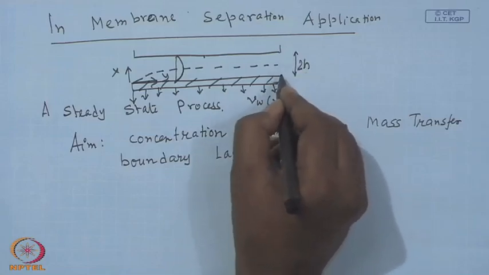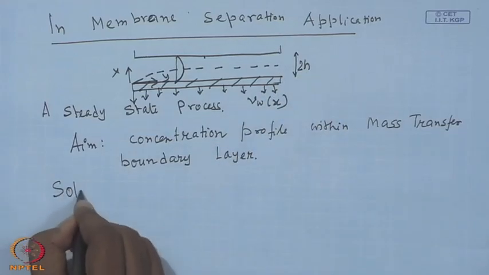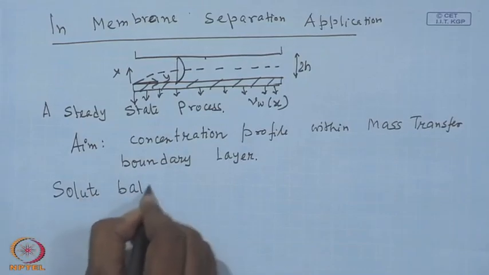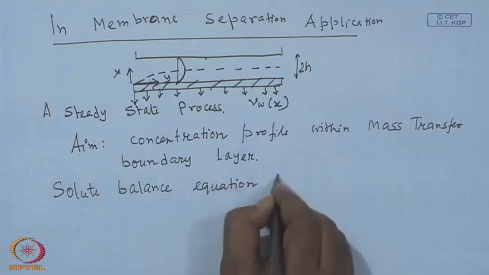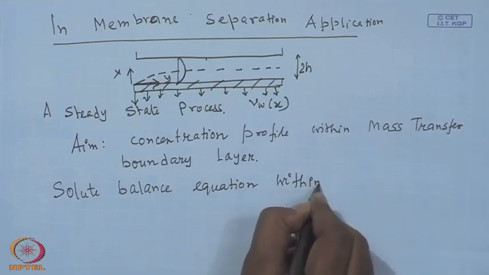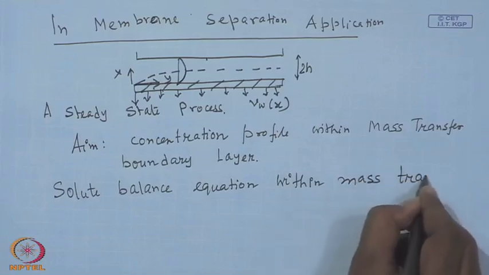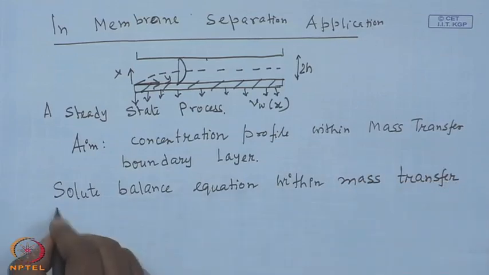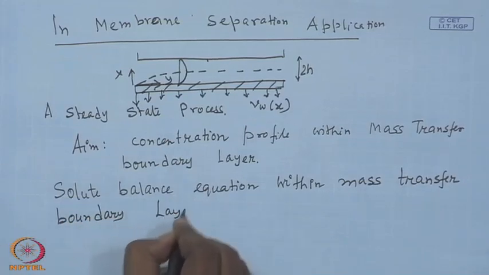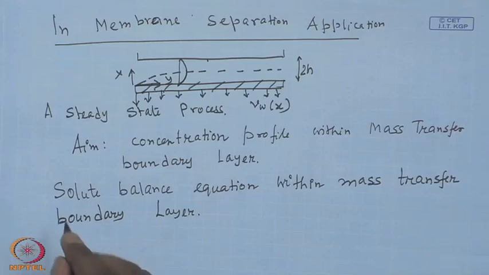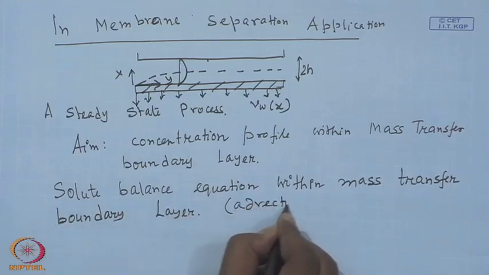In order to do that, let us write down the concentration field within the boundary layer, 0 to let us say delta. So, let us write down the solute balance equation within the mass transfer boundary layer. If you write down the solute balance equation, this is also known as the advective equation.